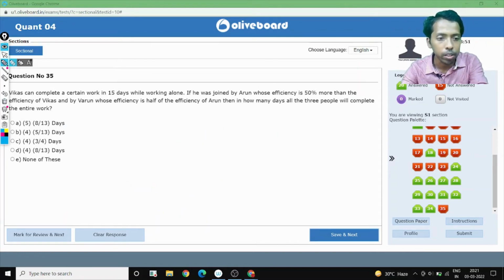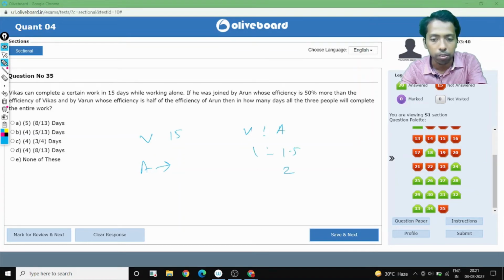Vikas can complete a work in 15 days. Varun, his efficiency is 50% more than the efficiency of Vikas. So Vikas and Varun efficiency, that is 1, that is 1.5. That means if this is 2, this is 3. And by Varun, okay, so this is Vikas. By Varun, whose efficiency is half of the efficiency of Varun. So this is 1.5. In how many days will the 3 people complete the entire work?